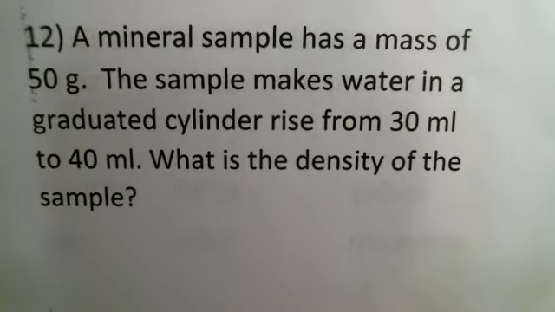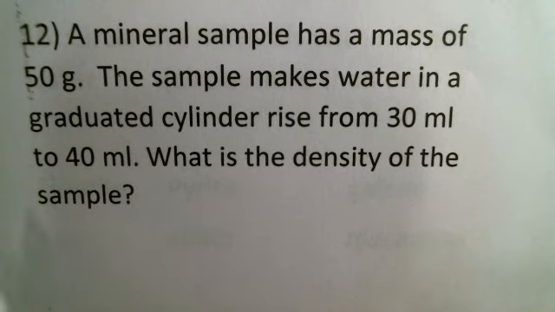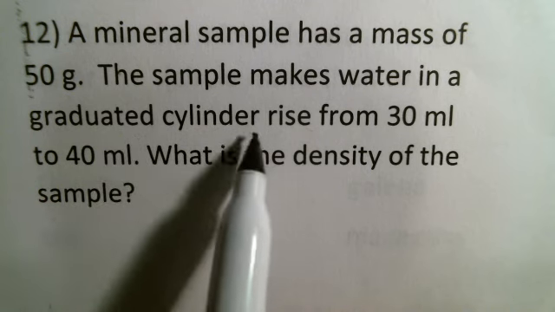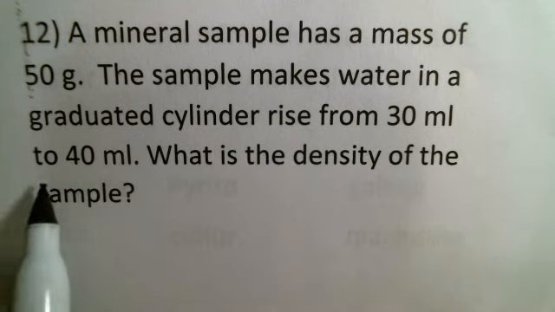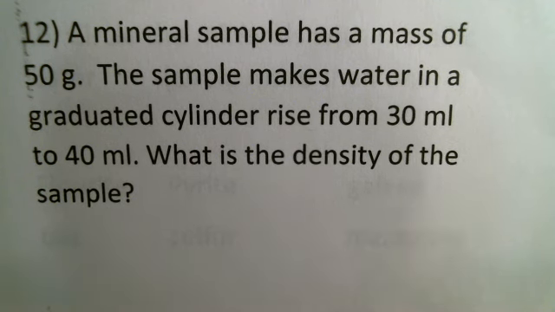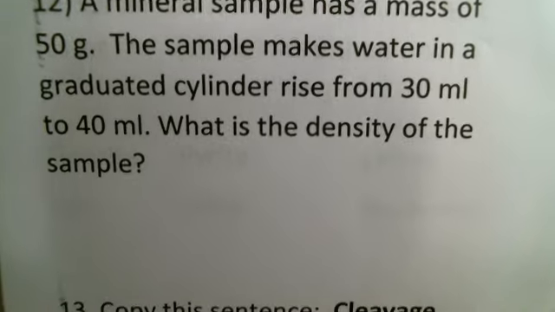Number 12, do this one on your own. A mineral sample has a mass of 50 grams. The sample makes water in a graduated cylinder rise from 30 milliliters to 40 milliliters. What is the density of the sample? Go ahead and work that one out, and then we'll check it when you are all done.